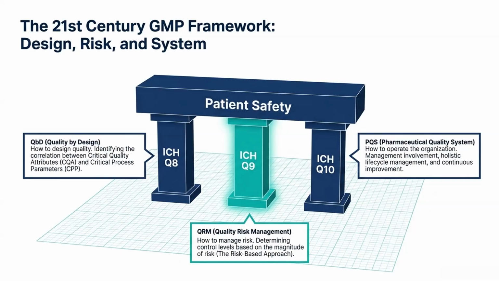Slide 4. The 21st century GMP framework: design, risk, and system. To protect patient safety, modern GMP relies on a framework of 3 main pillars, guided by ICH, International Council for Harmonization Guidelines. First is ICH Q8, Quality by Design, QBD, which focuses on how to proactively design quality by identifying critical parameters. Second is ICH Q9, Quality Risk Management, QRM, which helps determine the appropriate level of control based on the magnitude of the risk.